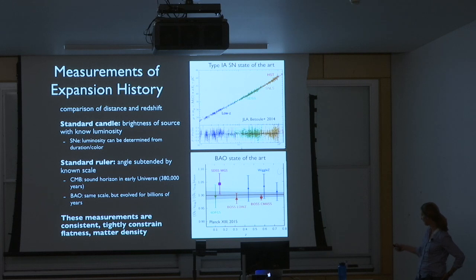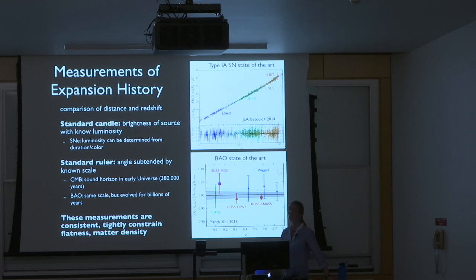And this plot here shows you a comparison of the measured BAO scale compared to the prediction, again using the parameters fit to the early universe. And within current error bars, you can see that, again, early and late universe agree well within the Lambda CDM model for this measurement of the expansion history. So together, these measurements are consistent, and they tightly constrain that our universe is close to flat, and also give important constraints on the matter density.